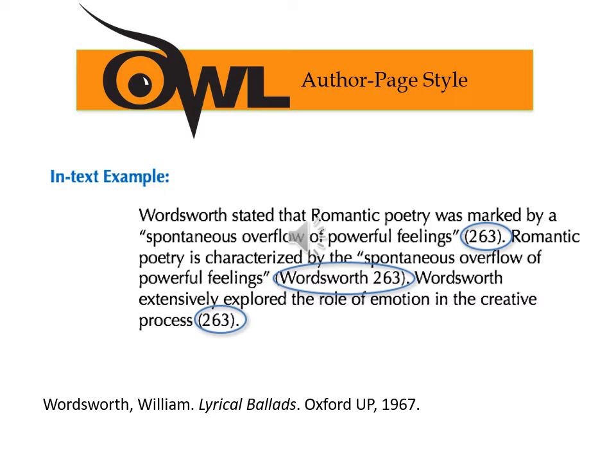Wordsworth stated that romantic poetry was marked by a, quote, spontaneous overflow of powerful feelings, unquote. And then the in-text citation is page 263. The reason they mention only 263 and not Wordsworth 263 is that they mention Wordsworth within the actual setup for the quote, right? The very beginning of this paragraph says Wordsworth stated that romantic poetry was marked by, quote, spontaneous overflow of powerful feelings, unquote, 263. Had they put Wordsworth within the in-text citation and 263, I would have been okay with that as well. If you were going to do that, I'm okay with that. That's over in-text citation. And as I said before, I will not take points off for that. It's only when you under in-text citation that I will.